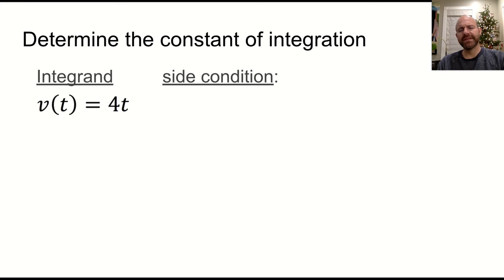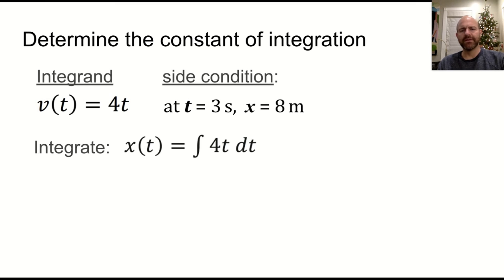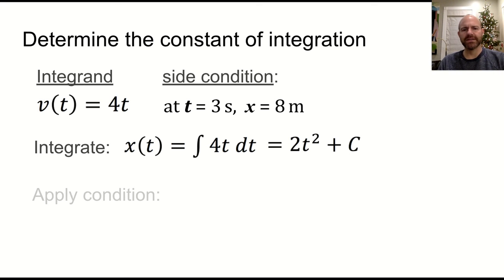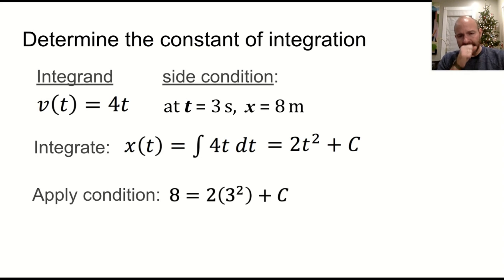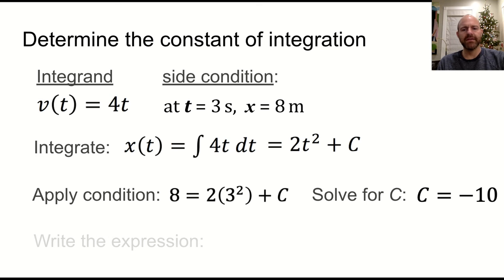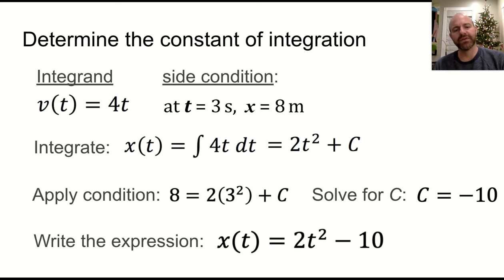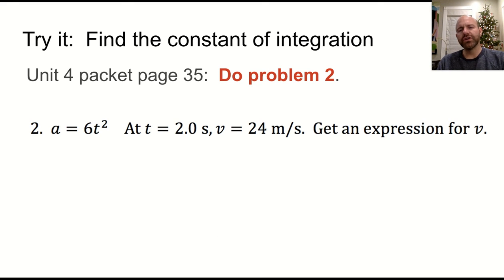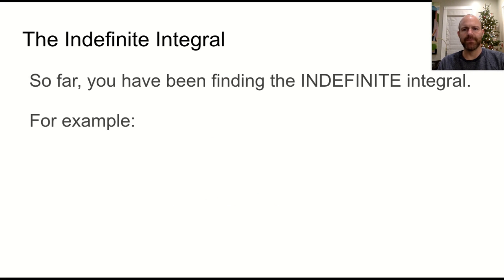So if this is our integrand, and this is our side condition, then we can integrate the integral of 4t with respect to t, 2t squared plus the constant, and by the condition, you get 8. Excuse me, 8 equals 2 times 3 squared plus c. You can solve for c, which is negative 10. And you can say, oh, my actual result is x as a function of time is 2t squared minus 10. So you can try this. There's a bunch of examples on page 35 in your packet as well.